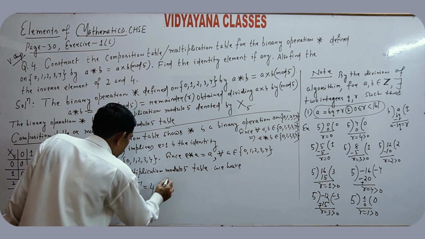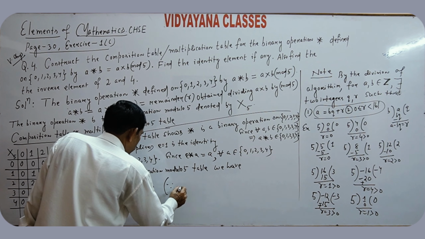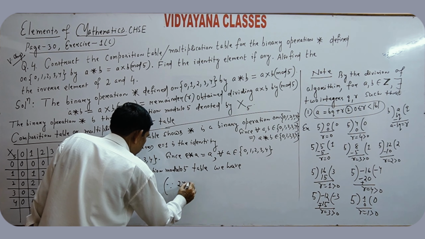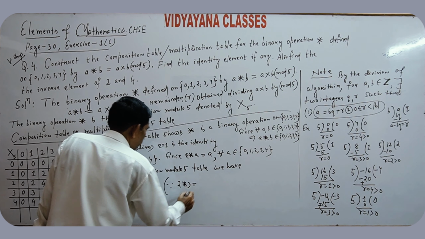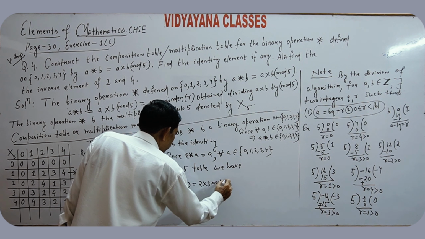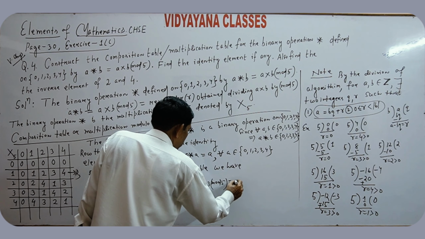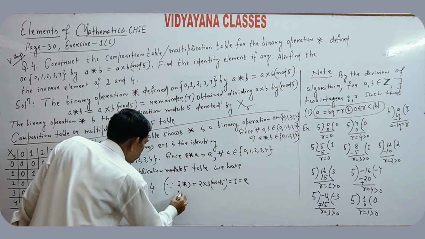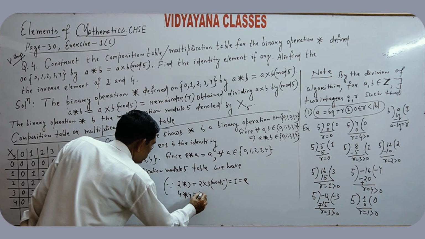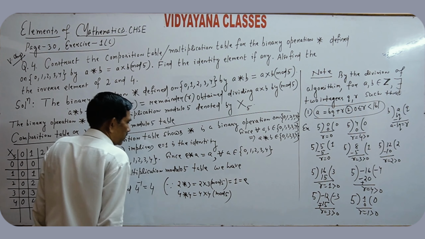Since 2 star 3 is equal to 2 into 3 mod 5, which is equal to 1, is equal to the identity element. 4 star 4 is equal to 4 into 4 modulo 5 gives the identity element 1, which is equal to E.